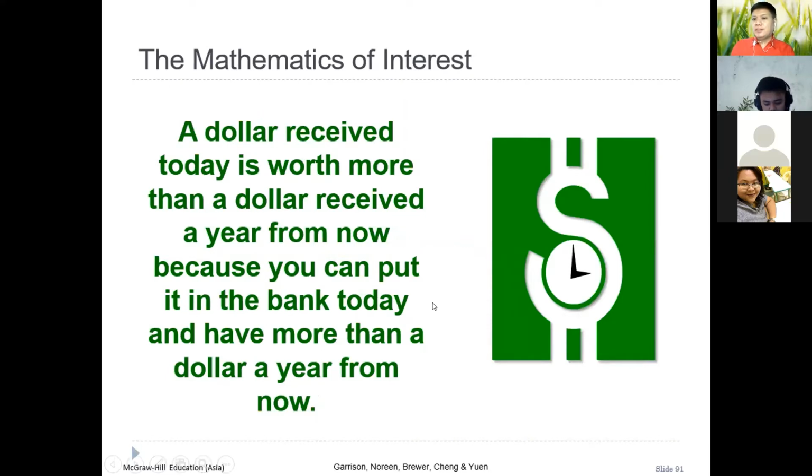Okay, the first slide gives us the mathematics of interest. It says that $1 received today is worth more than $1 received a year from now because you can put it in the bank today and have more than $1 a year from now. Meaning, suppose you put $1 in a bank today, naturally it earns interest.